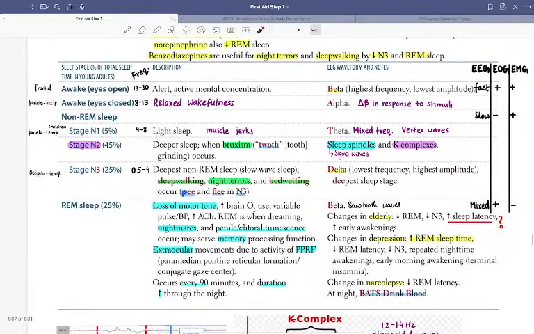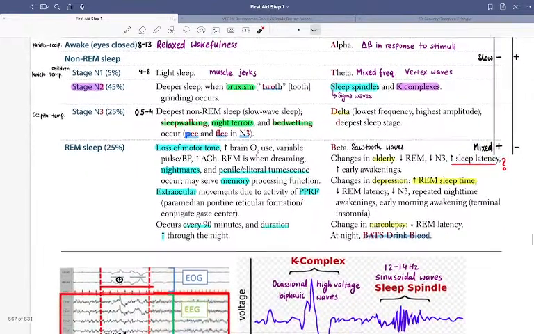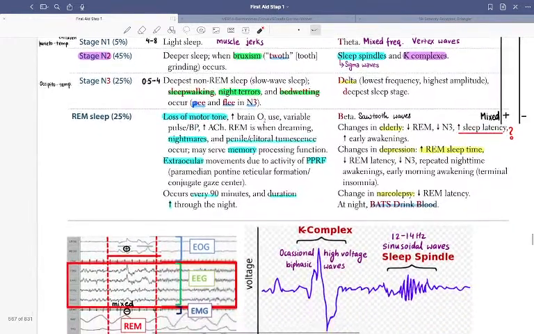See, in these two you'll find extraocular movement; in none of the other N stages will you find extraocular movement. REM or non-REM? Extraocular movement will be there in awake, but here you'll find extraocular movement, that is in REM. In REM you'll see extraocular movement, so this is important, due to the PPRF, that is the paraparamedian pontine reticular formation, the conjugate gaze center. It occurs every 90 minutes, and duration increases throughout the night.